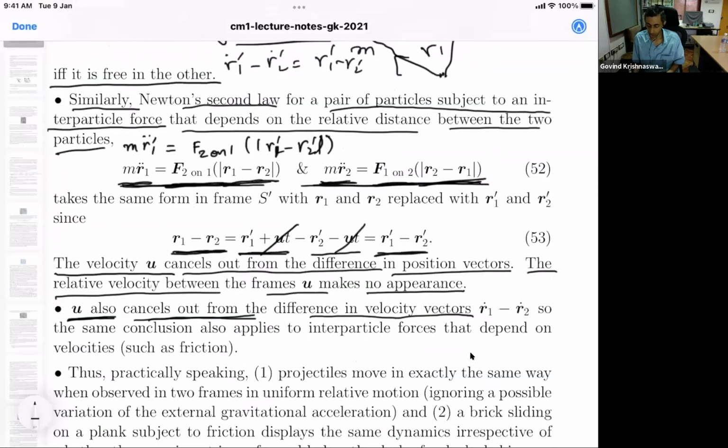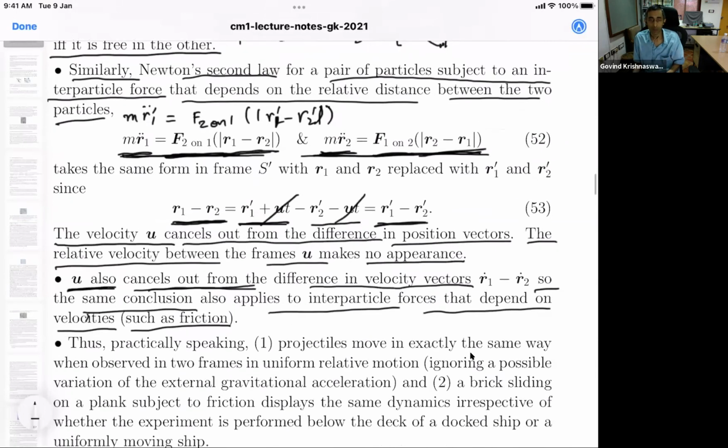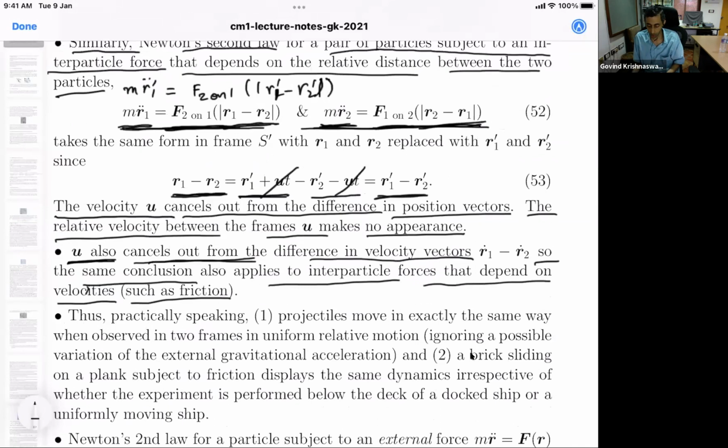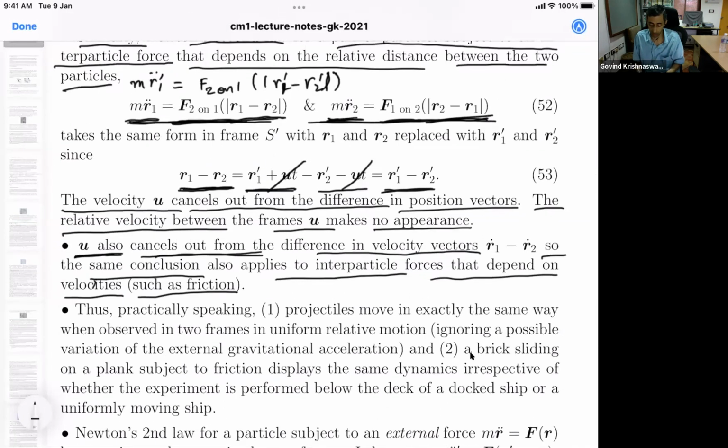The same conclusion applies also to interparticle forces that depend on velocities. And that includes friction. We were saying last time that friction is a force that typically does depend on the velocity of your body relative to the other body. And so let me say this in a positive way.